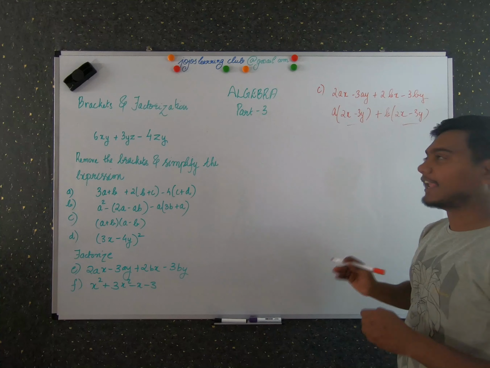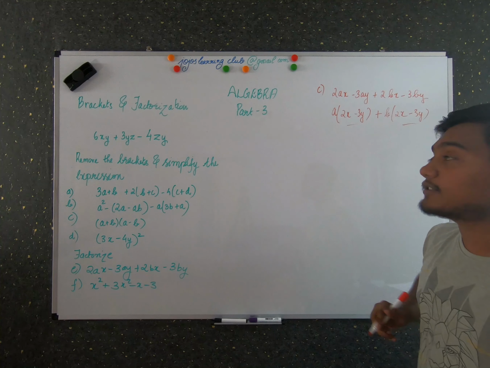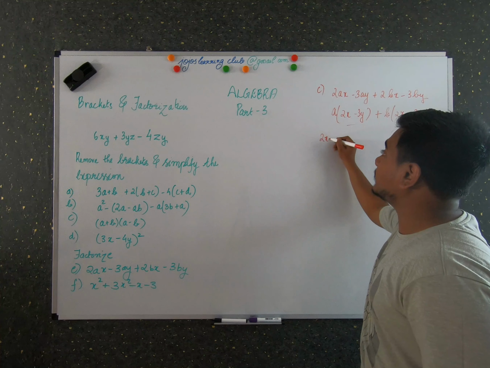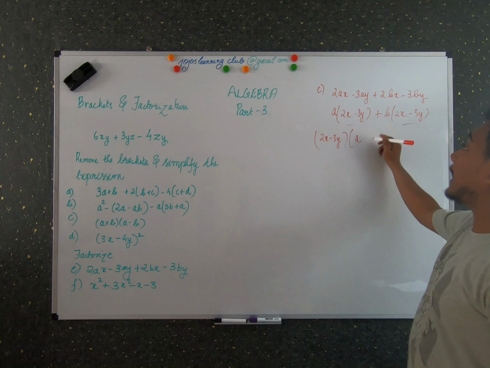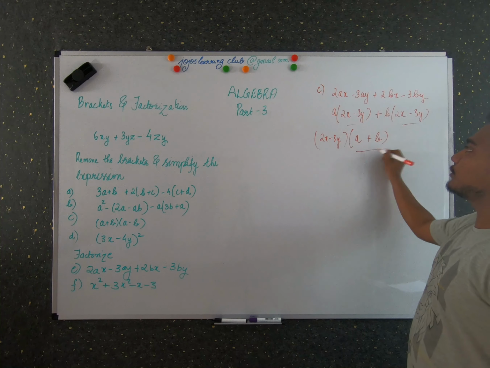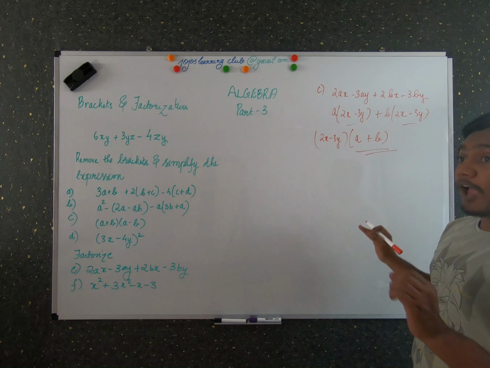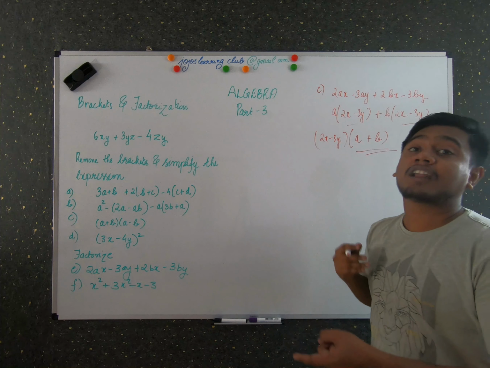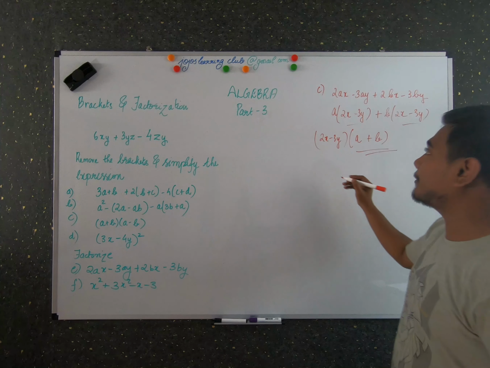These values are the same. When you have common values, what do you do? You just take them outside of the bracket. So 2x minus 3y, I'm going to take it outside. So what is left here? A. And here plus B. So this is the final value for this problem. If you have any doubts, just do it in reverse, then you will get the final answer. So that's all for problem number E.